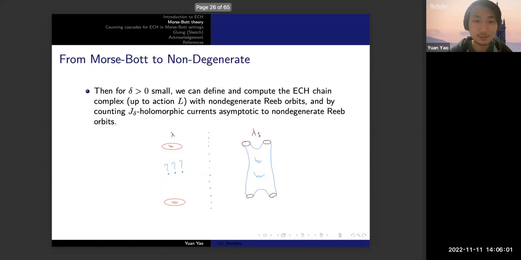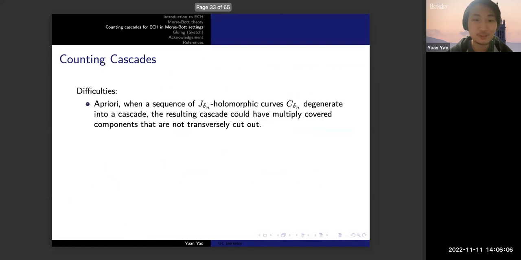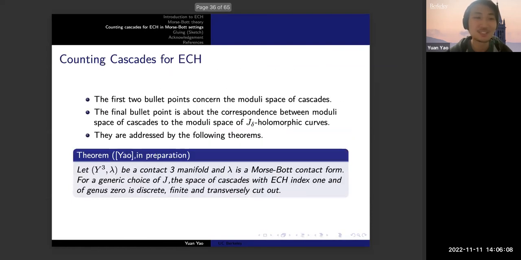Yeah, so this work in preparation will come out soon. I'll tell you precisely how much transversality you need, and then you can see whether it works in your setting.